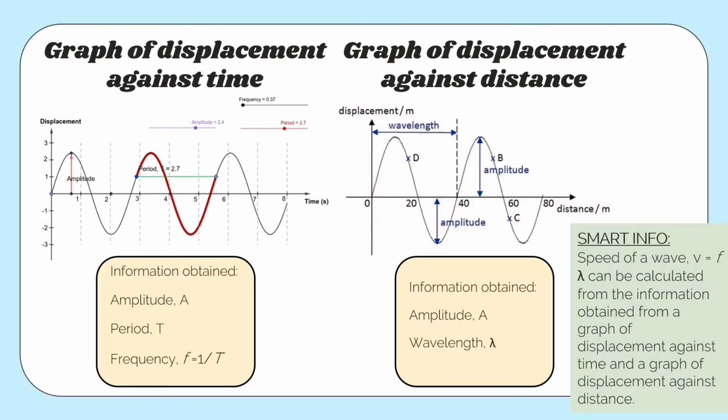This is the graph of displacement against time. It obtains amplitude, period, and frequency. And this is the graph of displacement against distance. It obtains amplitude and wavelength. Smart info. Speed of a wave, v equals f lambda, can be calculated from the information obtained from a graph of displacement against time and a graph of displacement against distance.